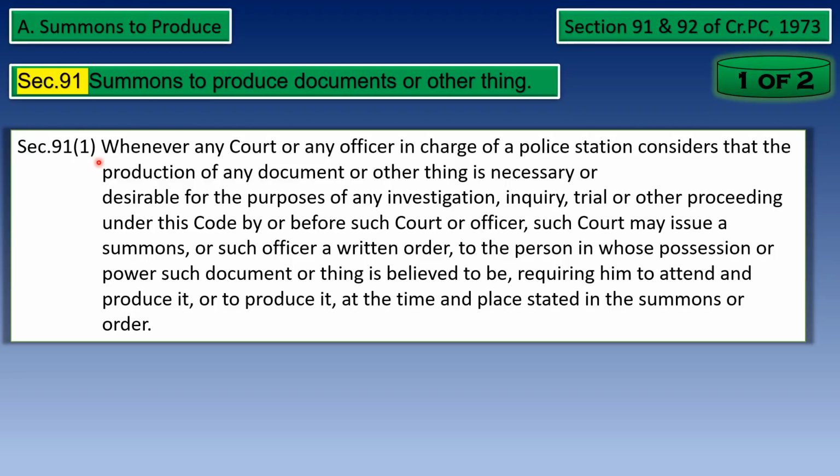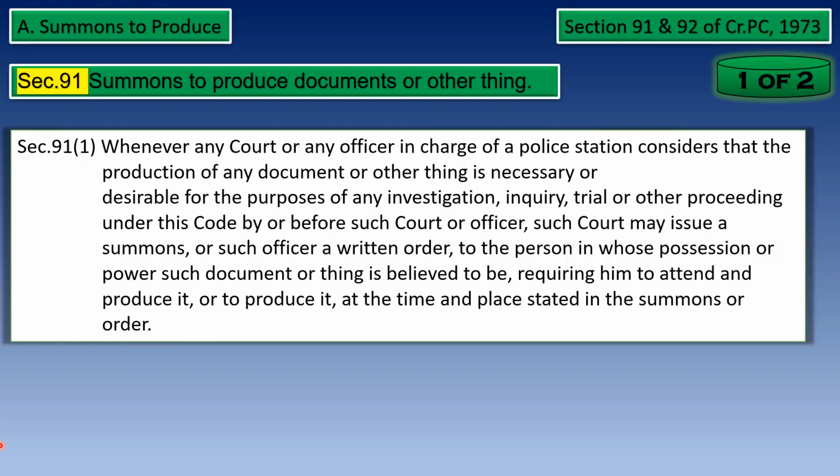Subsection 1 of section 91 says: whenever any court or any officer in charge of a police station considers that the production of any document or other thing is necessary or desirable for the purposes of any investigation, inquiry, trial, or other proceedings under this code by or before such court or officer, such court may issue a summons or such officer a written order to the person in whose possession or power such document or thing is believed to be, requiring him to attend and produce it, or to produce it at the time and place stated in the summons or order.